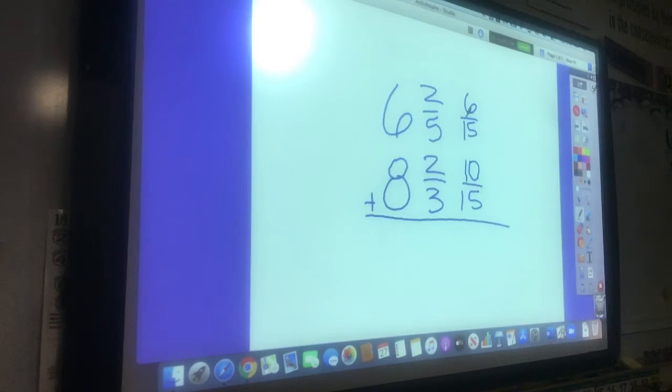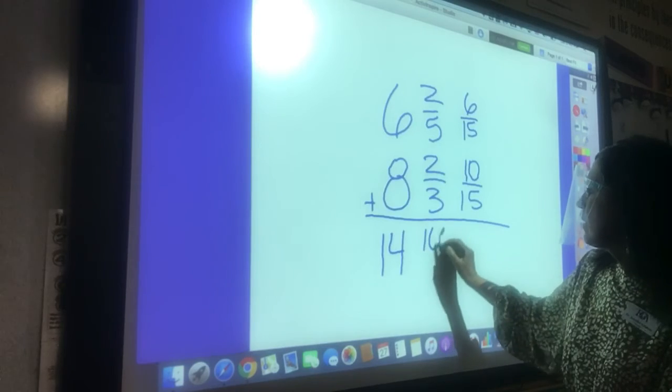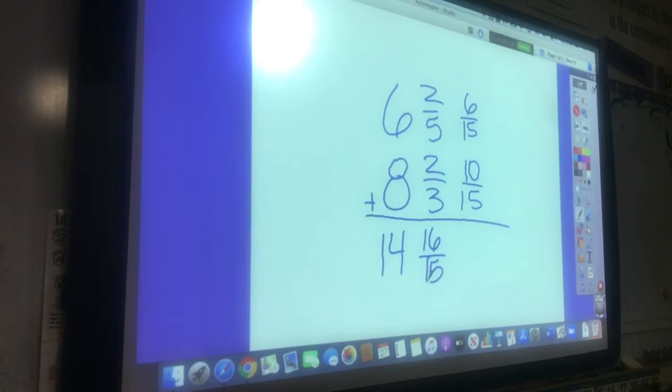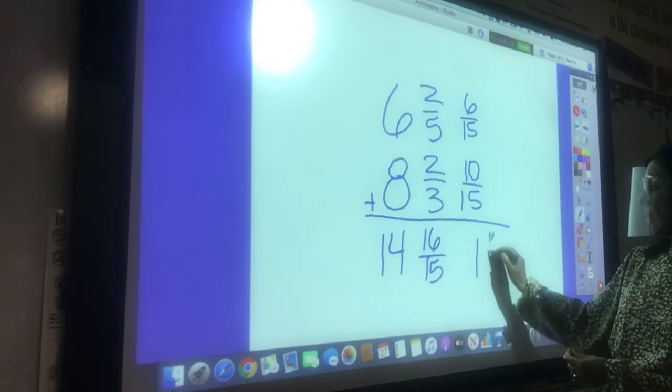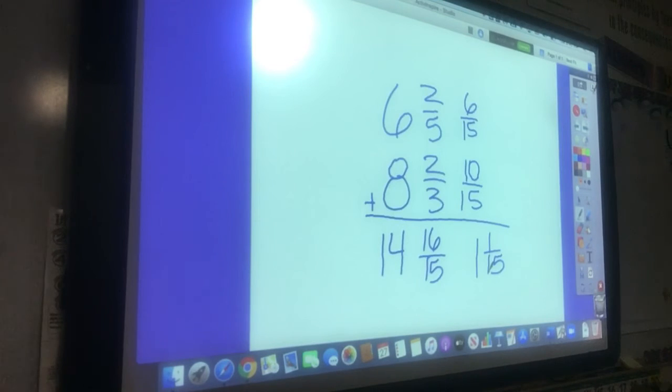Okay, so what do we get for our original answer before we fix it? Maggie? 14 and 16/15. 14 and 16 15ths. Okay, so now we need to fix the 16 15ths and put it with the 14. So what would we get when we change the 16 15ths, Maddie? We would get 1 and 1/15. 1 and 1 15th. And then you have to add 14 and 1, and that would be 15. Got it. So it's 15 and 1/15.